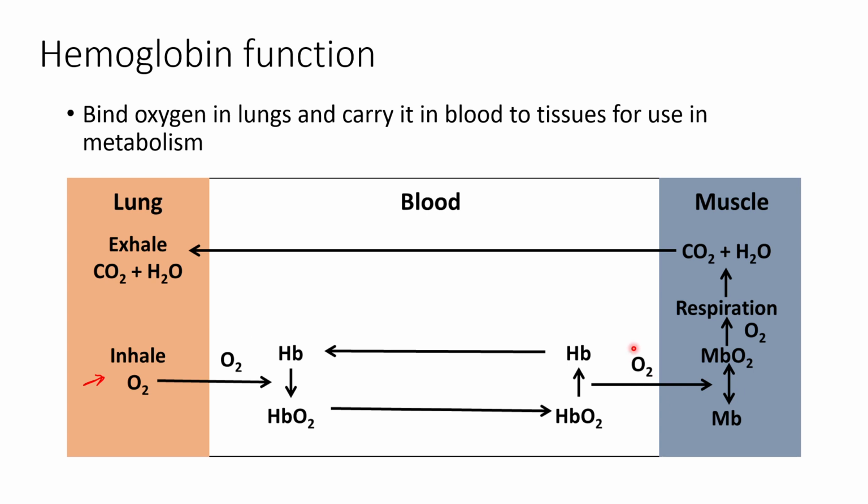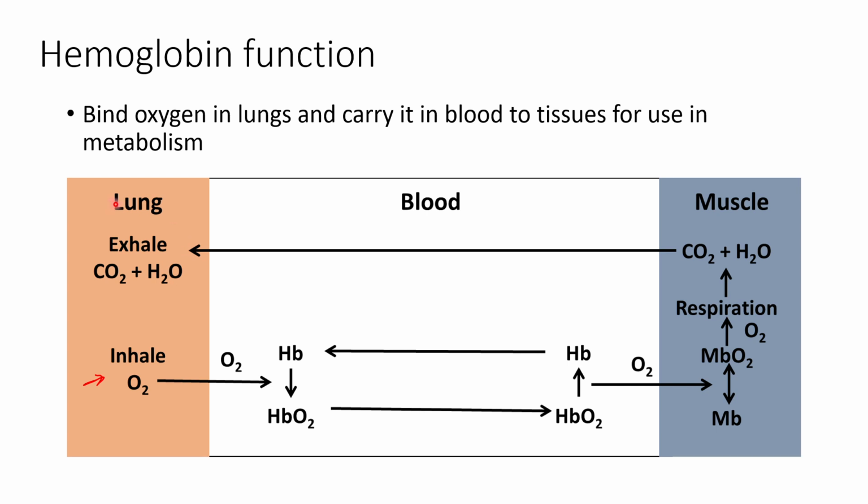But let's follow our oxygen. So our oxygen bound to the myoglobin. Now we have our bound myoglobin. We go through cellular respiration. We use that oxygen to then create carbon dioxide and water within our muscles. Now that carbon dioxide then travels back through the blood, and we are all the way back to our lungs, where we are then able to exhale the carbon dioxide and water.